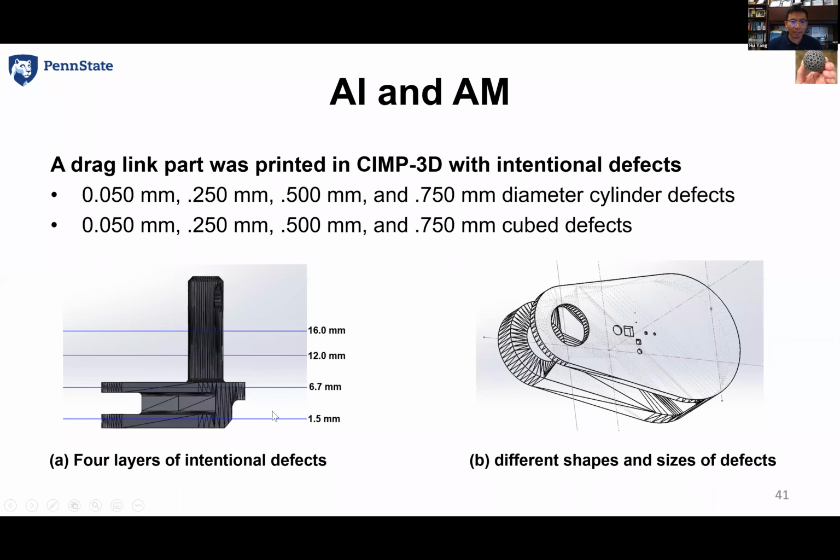We have 4 layers, and we built those defects in these 4 layers. The cylindrical defects have different diameters. And you also have cubes, and they also have different sizes, okay? So different shapes and sizes of defects. Now, if we have the layer-wise imaging, because we know the ground truth, can we predict where the defect is and how large it is?